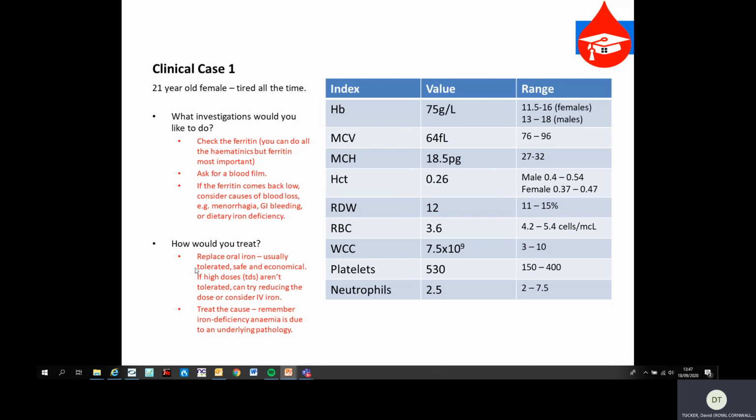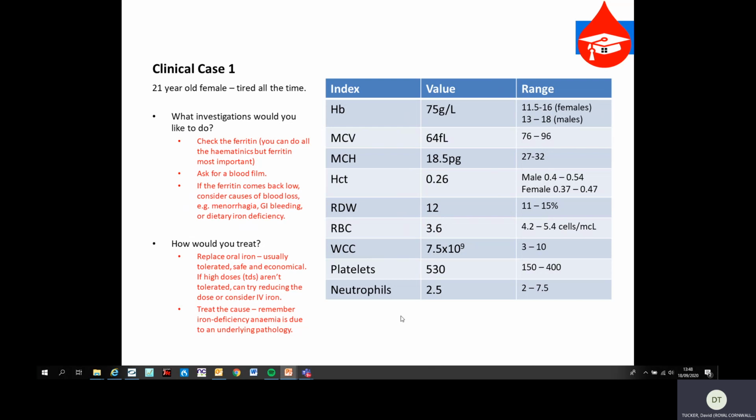How are we going to treat it? Oral iron is usually adequate, and it's safe, and it's economical. But sometimes 3 times a day oral ferrous sulfate is not well tolerated. We can try using IV iron or referring for IV iron if it really isn't very well tolerated, although it's more expensive and it's more invasive, and usually oral is adequate. And then think about treating the cause. So sometimes if it's bleeding, maybe the menorrhagia needs to be brought under control, whatever.